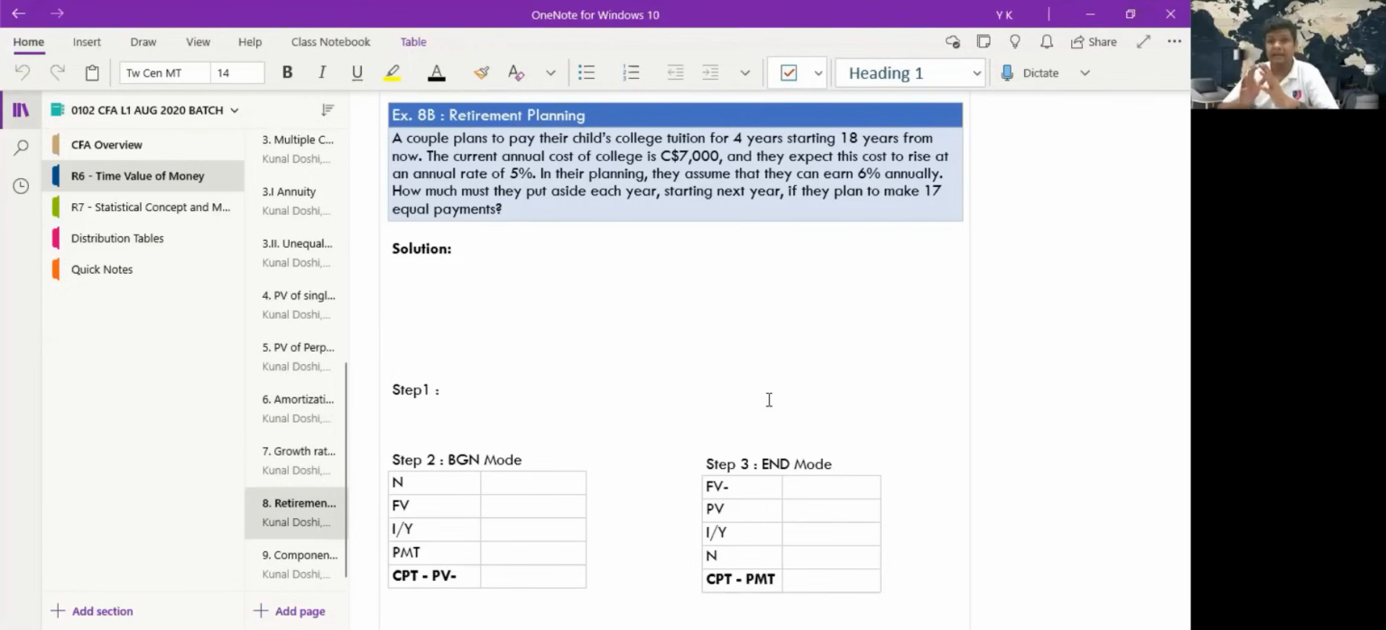By the time I highlight the numbers, you can try the timeline. A couple plans to pay their child's college tuition fee for 4 years starting 18 years from now. The current annual cost is Canadian dollar 7,000. They expect this cost to rise at 5%. In their planning, they assume they can earn 6% annually. How much should they put aside each year, starting next year, if they plan to make 17 equal payments?